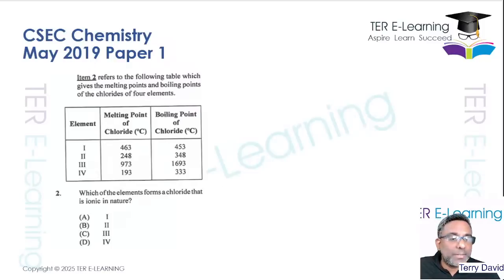So I'm seeing a lot of people saying the answer is C. Let's check that. They said which one is ionic in nature. So when they say ionic here, we expect the chloride to have a very high melting point. So you look at the answers here, and you look to see which melting point of the chloride is highest, as well as the boiling point. So based on the answers that we have here, 973 is the largest. 1693 is also the largest. So therefore, we're going to go with C as the answer.